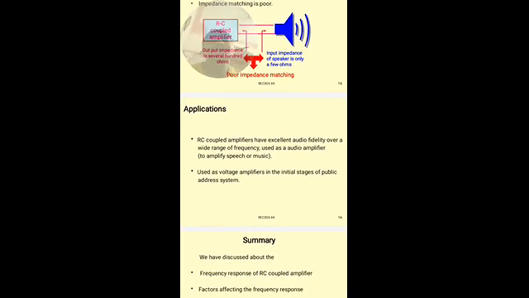Applications of RC coupled amplifier. RC coupled amplifiers have excellent audio fidelity for a wide range of frequencies, and are used as audio amplifiers in the audio frequency range. They amplify speech and music signals, and are used as voltage amplifiers in the initial stages of a public addressing system.